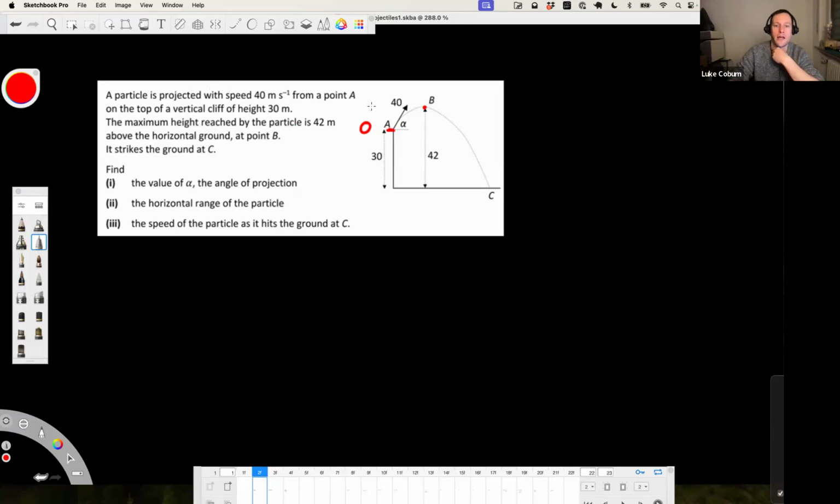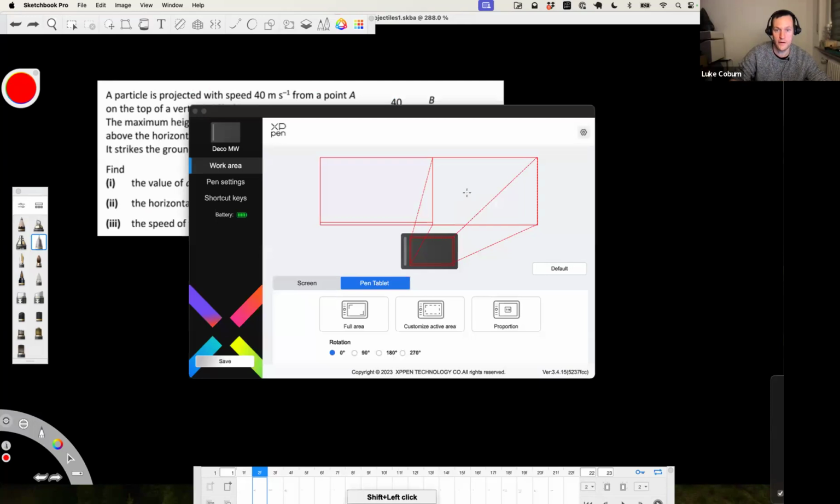So a particle was projected at speed 40 from the top of a cliff again. The cliff is of height 30, and it goes off at this angle alpha. It gets up to a maximum height of 42 before striking the ground at C. We're asked for that angle alpha. We're asked for the horizontal range, which is going to be this distance here.